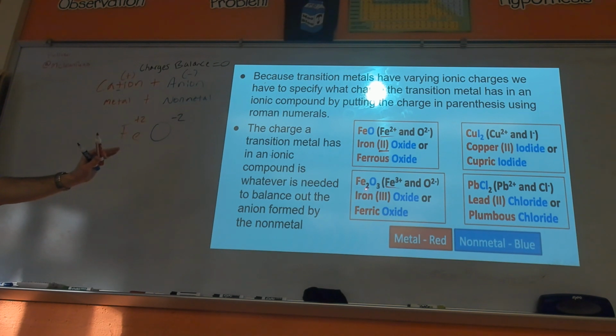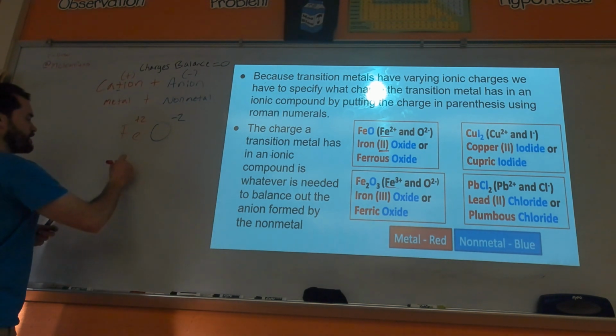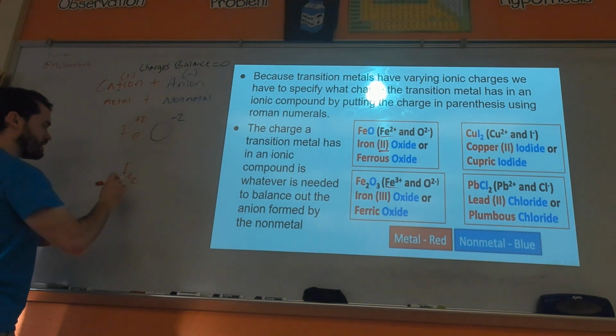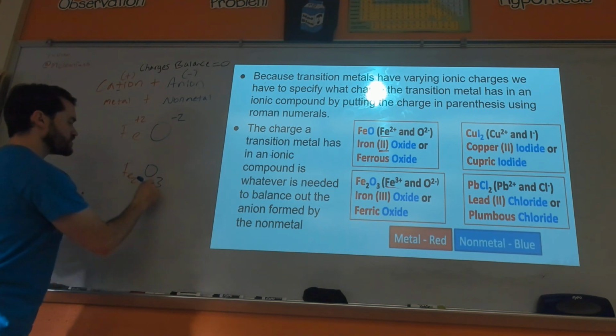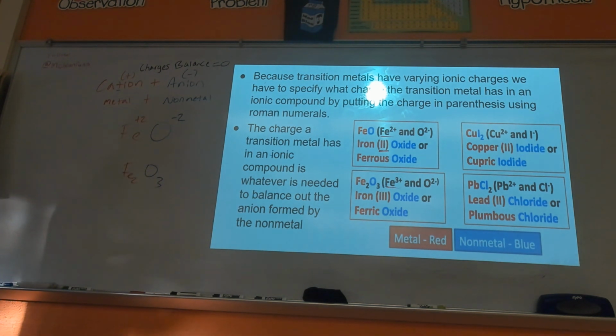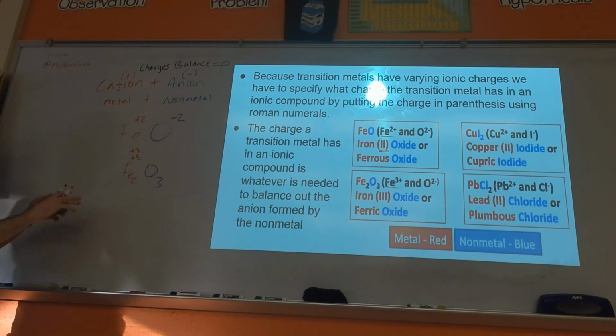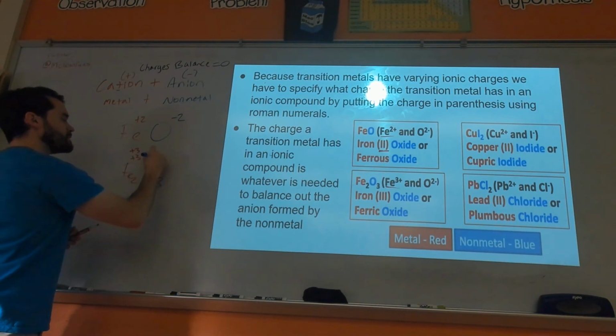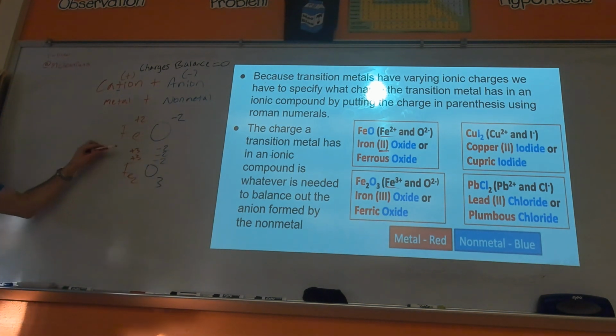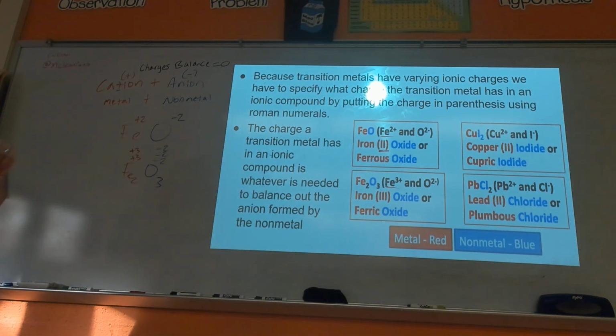All right, so iron 3 oxide is Fe2O3. The reason for that is in iron 3 oxide, the iron has a +3 charge. So you have 2 +3s. Oxygen always has a -2, so then that would add up to 0. All right? And if we look at another example, copper and iodine, copper 2 iodide would be CuI2.